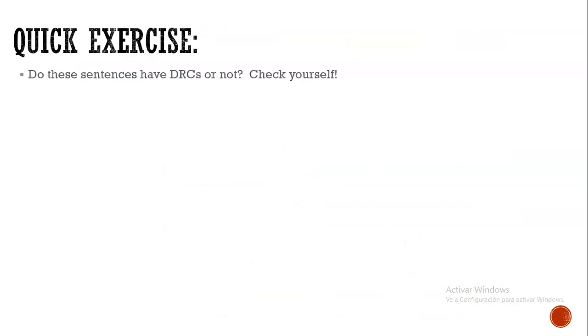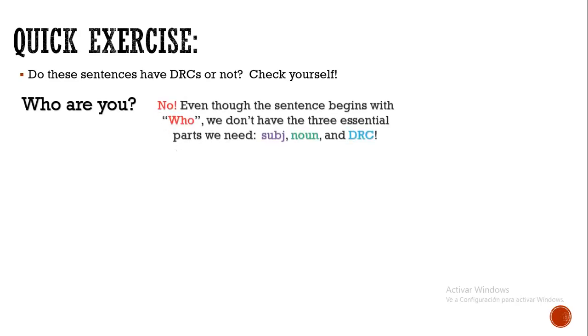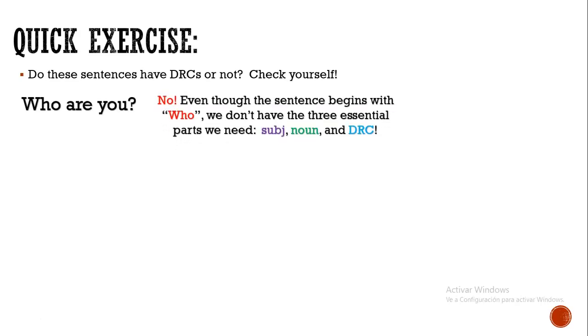Quick exercise to check yourselves. Do these sentences have DRCs or not? Check yourself. Who are you? No. Even though the sentence begins with who, we don't have the 3 essential parts. We need the subject, noun, and DRC, and here we only have a simple sentence.